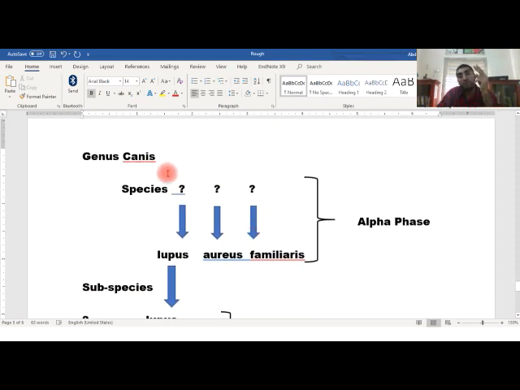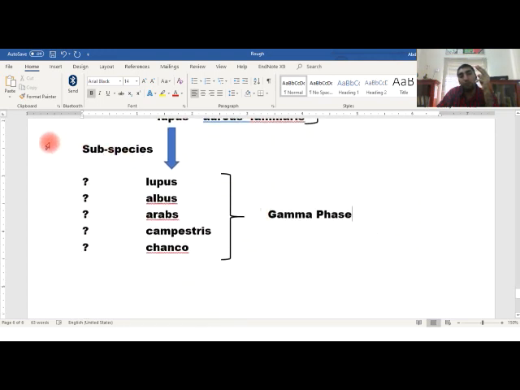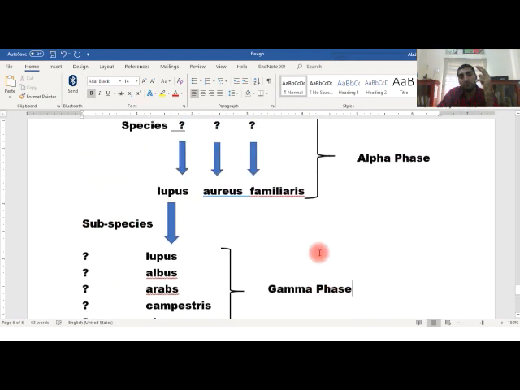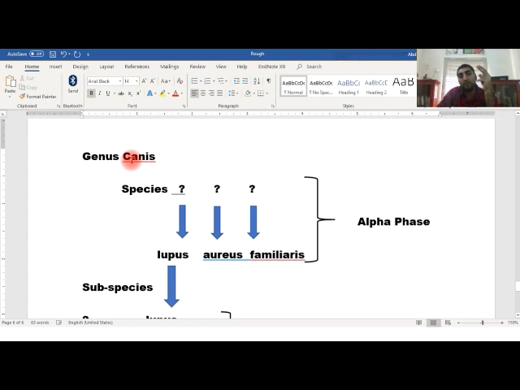What is alpha stage? When we study at the species level, this is known as alpha phase. And when we go toward the subspecies phase, this is known as gamma phase. Now, how? There is a genus Canis with three unknown species. Then we collected them, studied them, discriminated them, and named them. So this whole process is known as alpha phase.